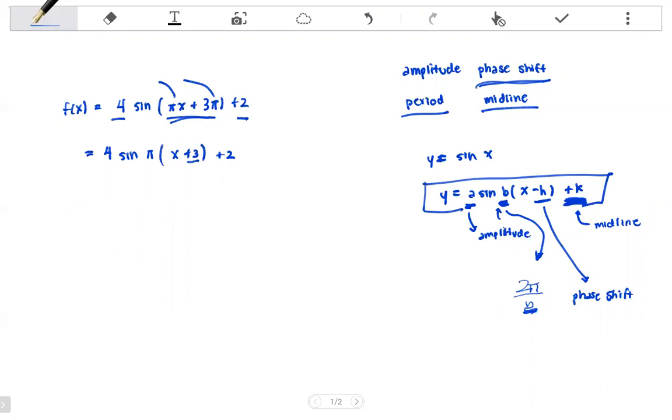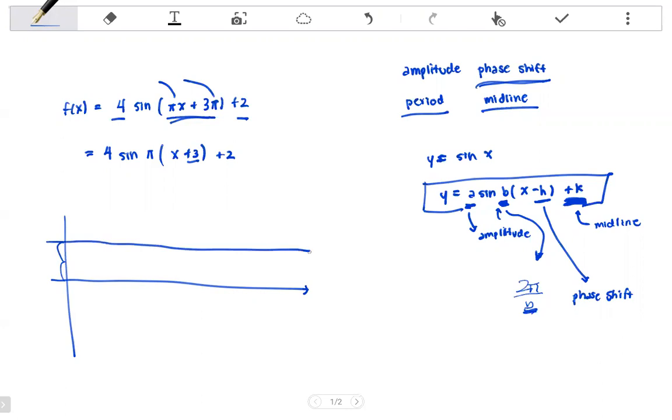So can we graph the equation? Let's try. So let's start with our midline. Midline is 2. So 1, 2. That's going to be our midline. And what's our amplitude? Our amplitude is 4. So this is our midline, and our amplitudes go all the way from here to here.